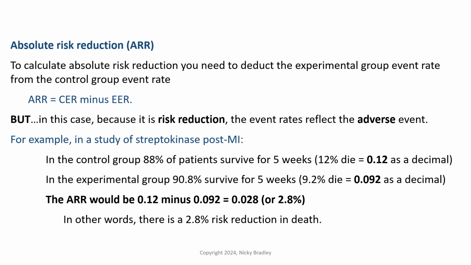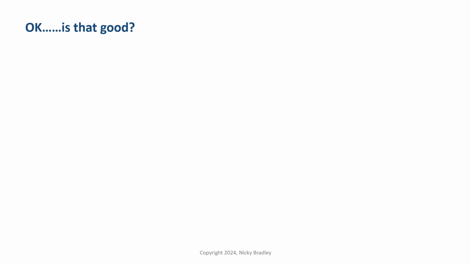So in other words, we can interpret this in words as there is a 2.8% risk reduction in death in people treated with streptokinase post-MI. Remember, absolute risk reduction is all about risk reduction. Therefore, the event rates are the adverse event. CER minus EER. So, is that good? 2.8.